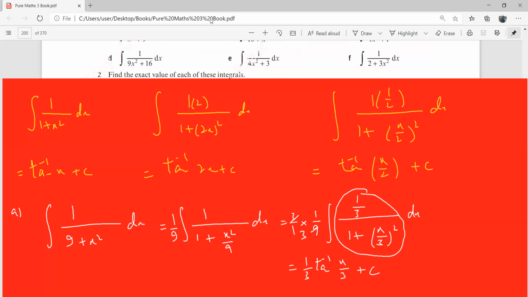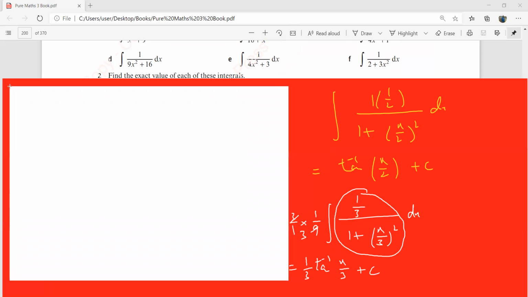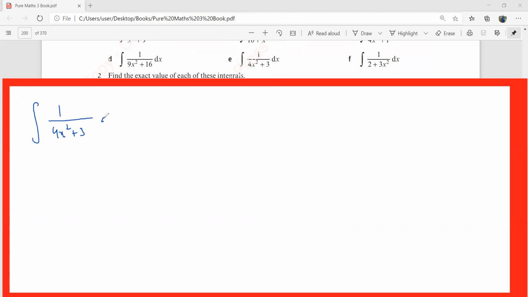Sometimes you don't have this as a square. Like let me try this e part, for example. If you look at this e part, first of all, let me cover this area so that I can work here. Okay, let me cover all of this. Okay, so this E part is 1 over 4x squared plus 3. Okay, so I'll shuffle them. I'll write this 3 first. 3 plus 4x squared dx.